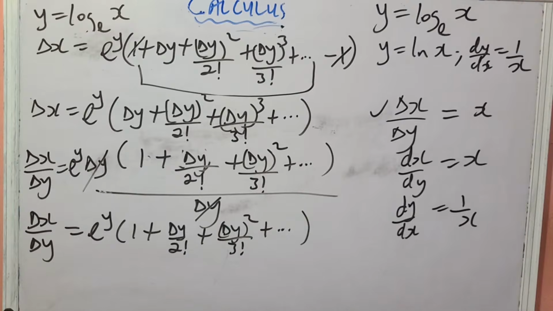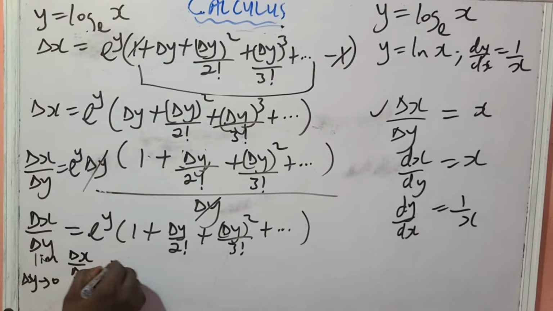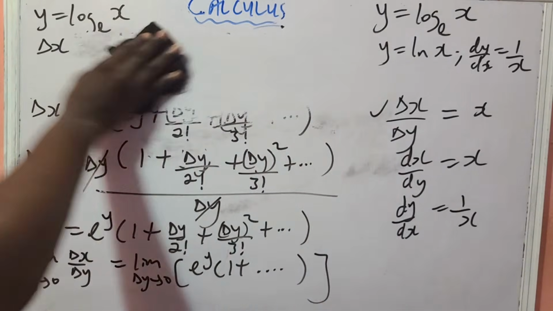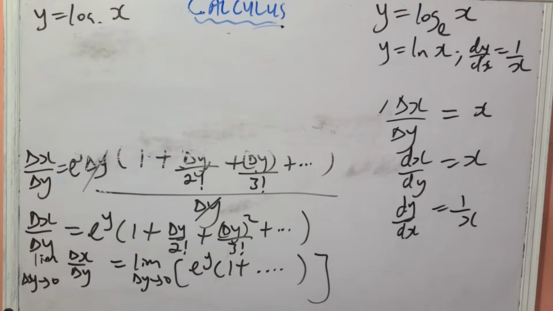So what is the next thing for us to do? We can now go on to take the limit of both sides with change in y tending to 0. So taking the limit of both sides, change in x over change in y, change in y tending to 0, now equals the limit, change in y tending to 0, of this e raised to power y times 1 plus dot dot dot. I don't want to have to write all those. I'm sure you understand. It's this whole thing I wanted to write there. So what do we do now? You apply the limit. This video will be available for you to go back to, and you'll be able to pause it at that point.